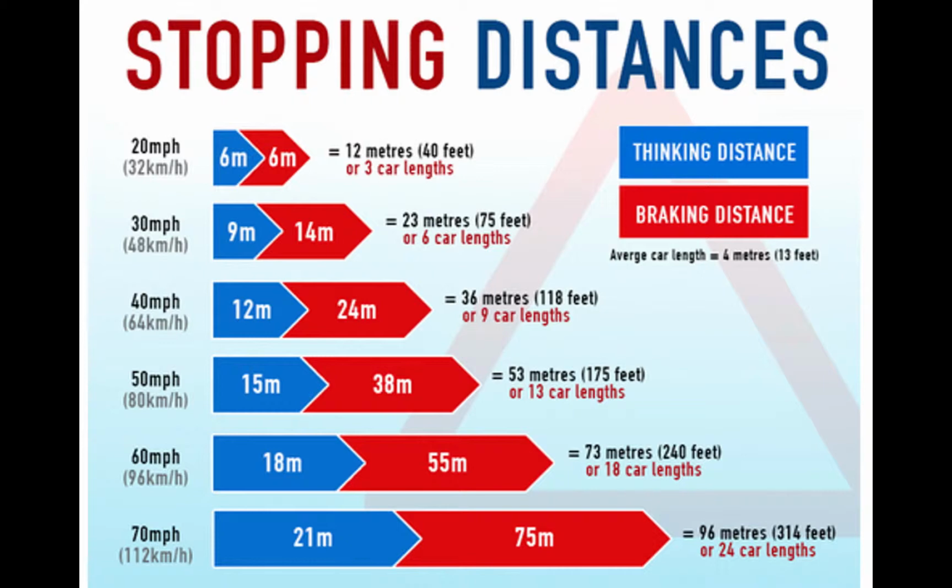So as we can see, we have various different thinking distances and braking distances depending on the speed. So for 20 miles per hour, which is approximately 10 meters per second, you'll find that your thinking distance is 6 meters and the braking distance is also around 6 meters. That is assuming good weather conditions. So stopping distance is the sum of the thinking distance and the braking distance.